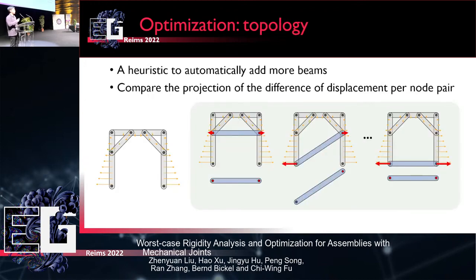Another thing we can do is some heuristics around the topology, so that we can suggest some new parts for the user to add. We compare the projection of the difference of displacement per node pair. We take the displacement, do a subtraction, and project it onto the parts we're trying to add. Then we consider all the candidates and sort them in descending order by the length of the projection, and we give the top k candidates to the user to choose from, to decide which one to add to the assembly structure to make it more rigid. In this case, the longest projection is the one on the right, so that might be the one the user wants to add to the structure.